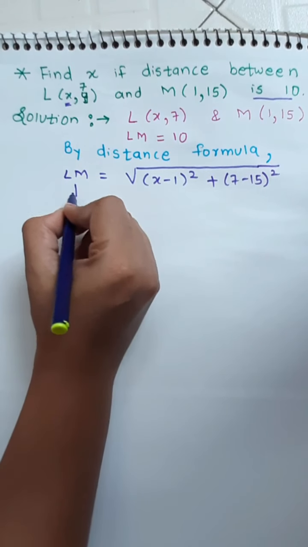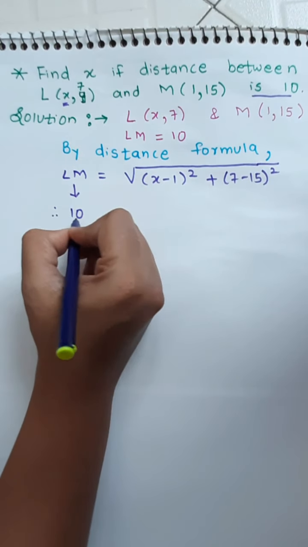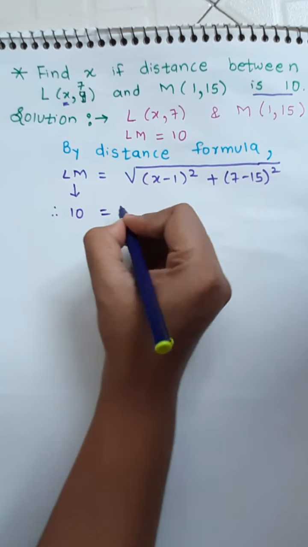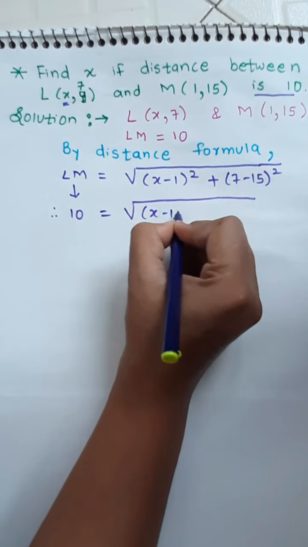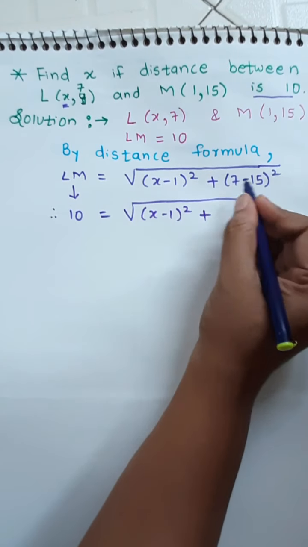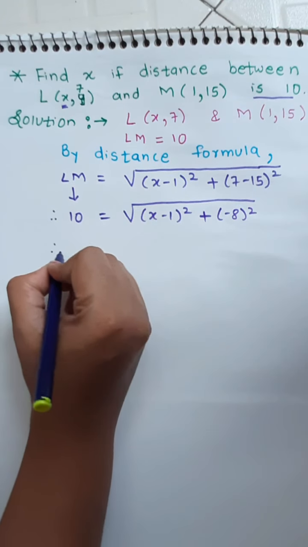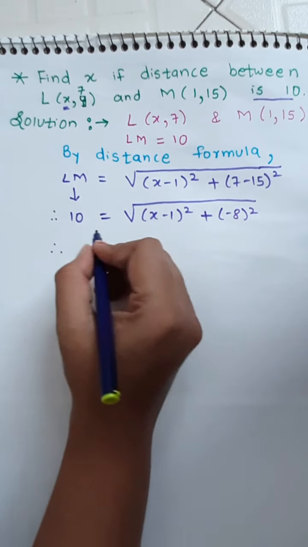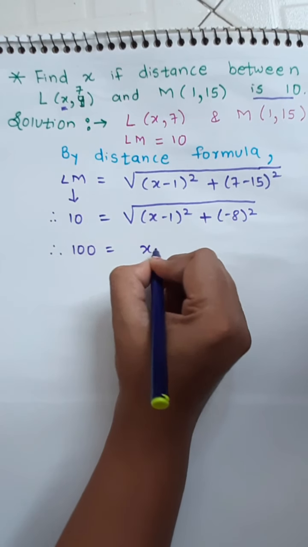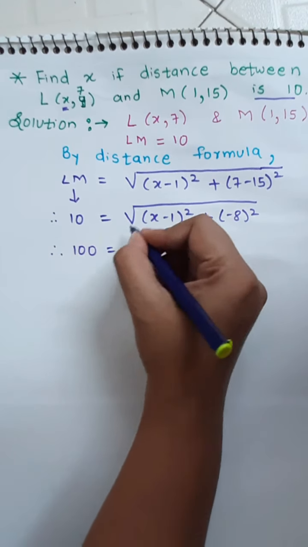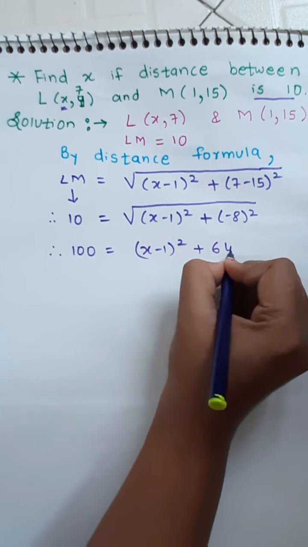Now let's check. LM, distance is given, so therefore distance is 10. Below that, LM distance is equal to x minus 1 whole square, so x minus 1 whole square remains as it is. 7 minus 15 is minus 8, minus 8 whole square. Therefore, now square both the sides. Squaring both the sides, I'm going to get 100 is equal to x minus 1 whole square. The square root sign goes, so it's going to be plus 64.